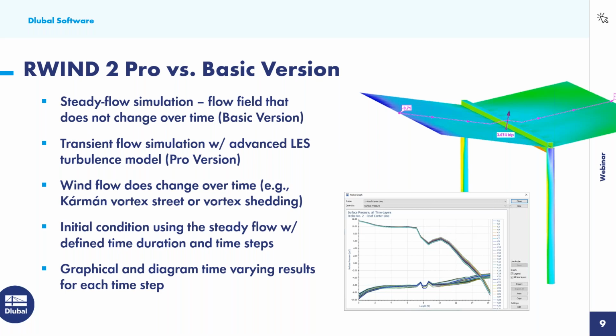We'll still use the initial condition using the steady flow, but we will define a total time duration and time steps at which we can actually view our saved results. And within RWIND, we can view the graphical and diagram time-varying results for each time step. And we'll see that in the second part of our webinar today.